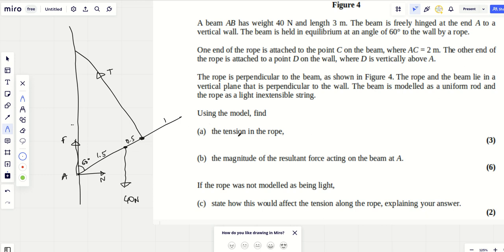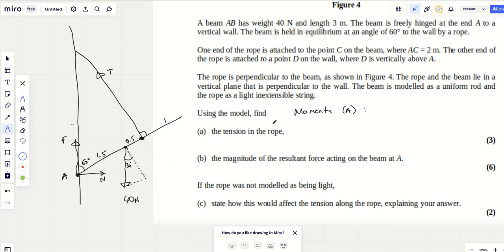Well, you know, if you're finding T here, doesn't it make sense to knock out F and N? And you knock it out by taking moments at A. Yeah. Also, get the moments equation done first, if you can, or if it's necessary, just because that gets rid of these two. And then we've got to figure out what this angle would be here. Yeah. Now, if that's 60, well, then that's 60 because there's a Z angle there. So that's 60. So this must be 30.